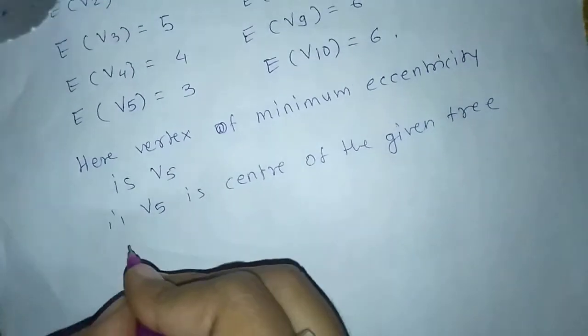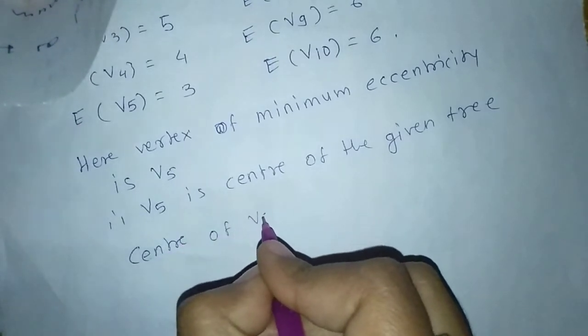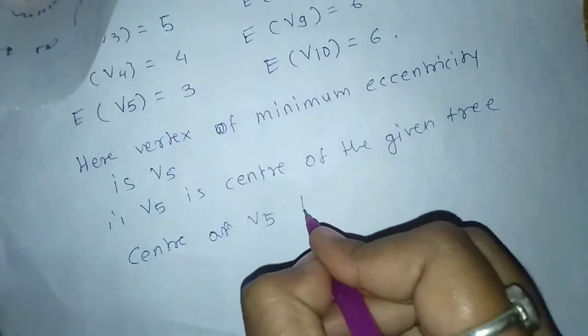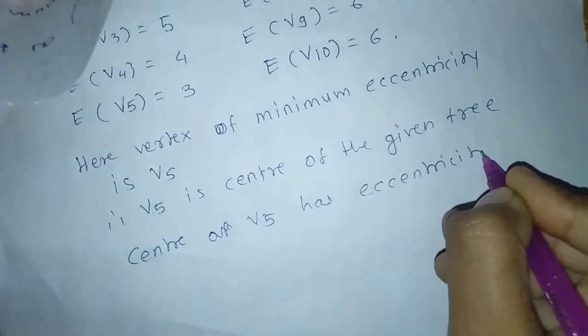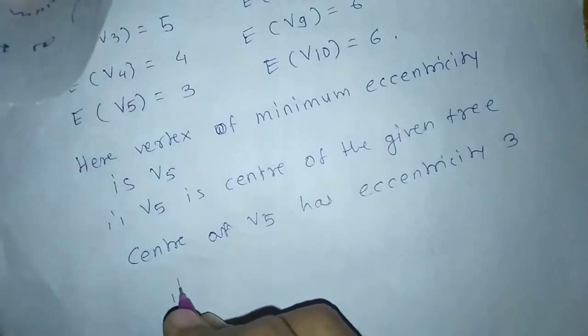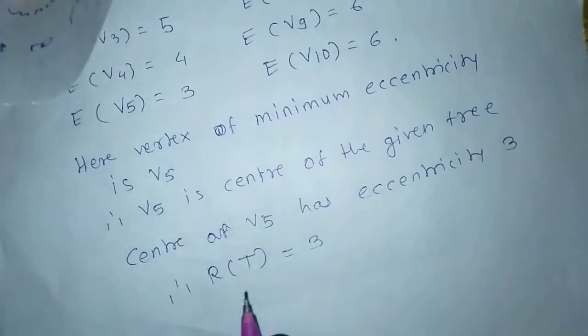Now the center V5 has eccentricity 3. Therefore the radius of the tree, R of T, is equal to 3.